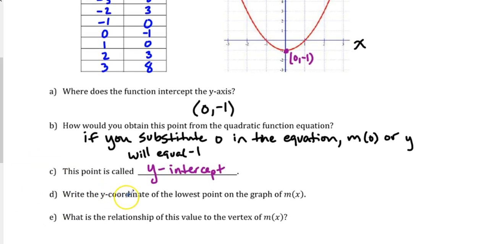Finally, it asks us, what is the y-coordinate of the lowest point on the graph? Well, put your pointer on the lowest point on the graph. Hopefully you're there and you can identify its y value. So that would be -1. So what's the relationship of this value to the vertex? Well, that is the vertex. That lowest point on the graph is the vertex, and this is the y-coordinate of the vertex.